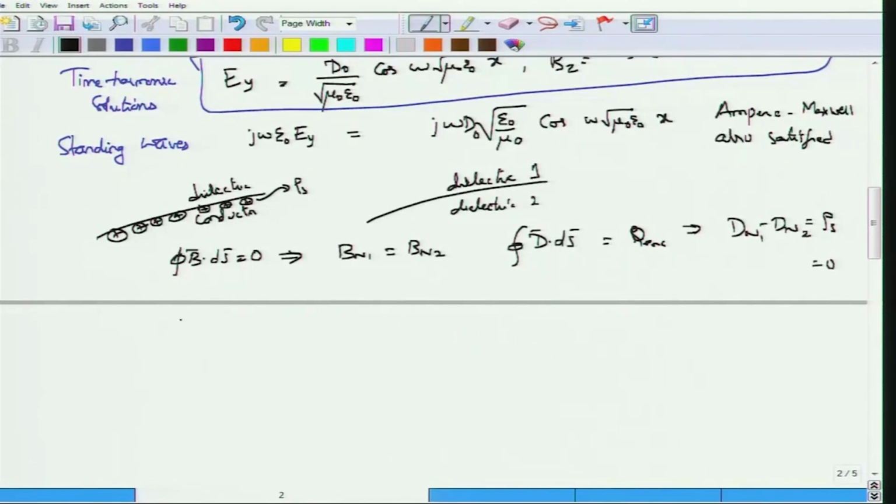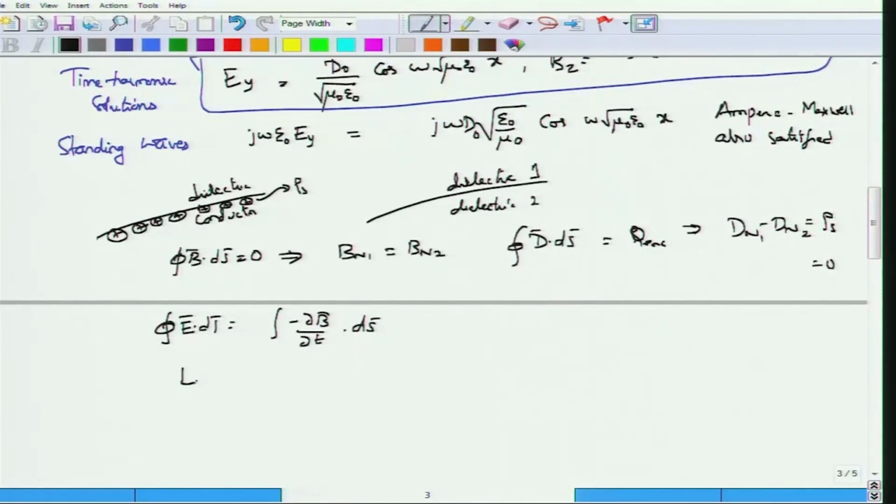Okay. For the other two equations, you have integral of E dot dl being equal to integral of minus del B by del T dot ds, right. Now for this, I know that if I apply the loop onto the left hand side, I end up having E tangential 1 with some delta L, minus E tangential 2 with some delta L, that must be equal to minus del B by del T into delta L into delta W, right.